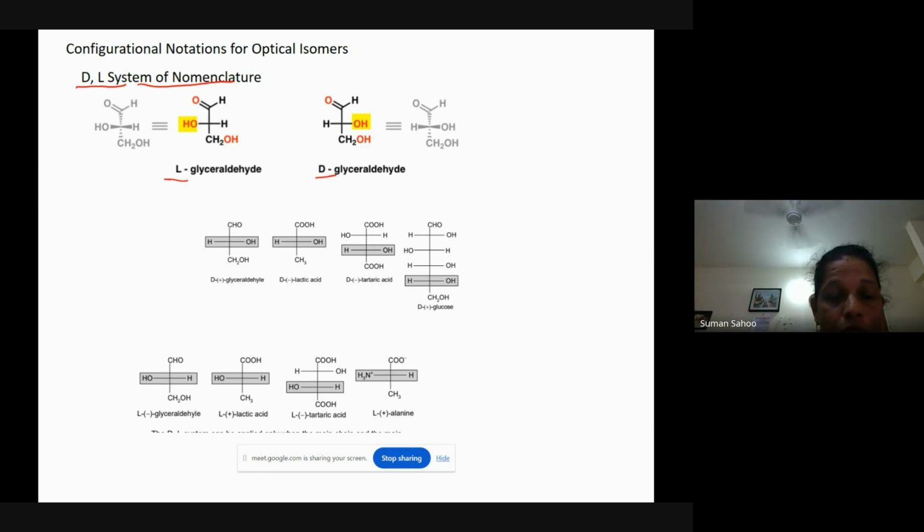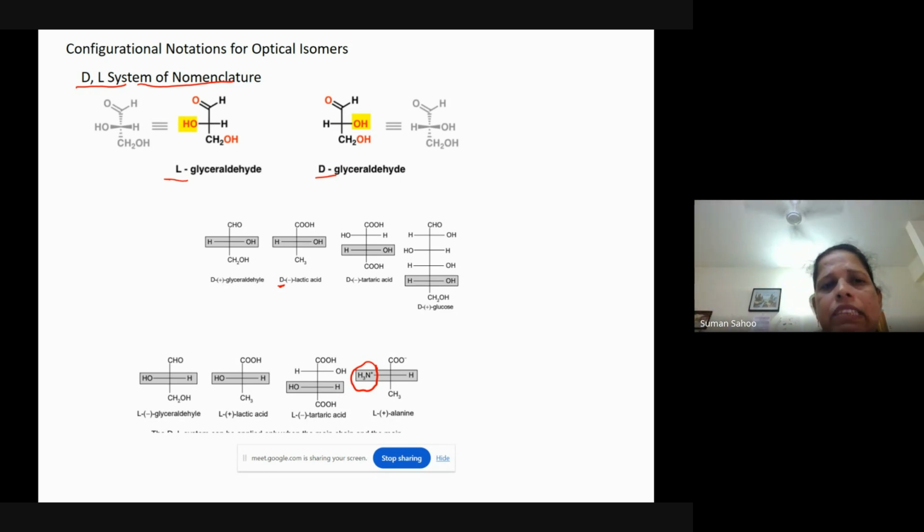And if the OH group or any such group, suppose here we do not have an OH group but we have an NH3 group, but this is towards your left in the Fischer projection, then those will be named as your L isomers. And here, don't get confused. You see, this is D plus glyceraldehyde, but this is D minus lactic acid. So D is just its configurational notation, but minus means it rotates the plane polarized light in an anticlockwise manner. So this is the DL system of nomenclature.